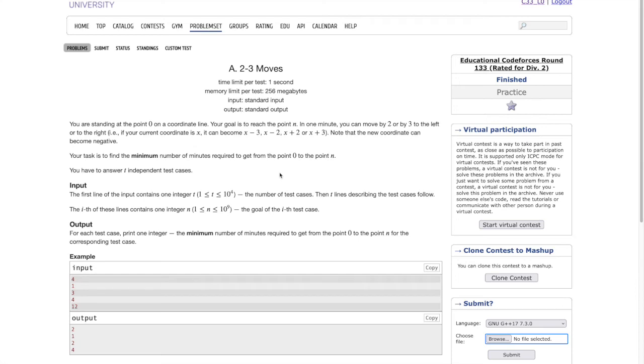Hello everyone. Today I'm going to be solving A, 2 to 3 moves, which is the first problem of Codeforces round 133. Yeah, let's get into it.